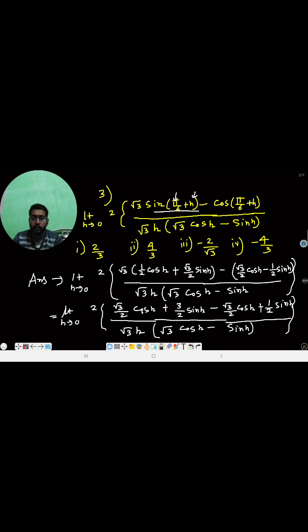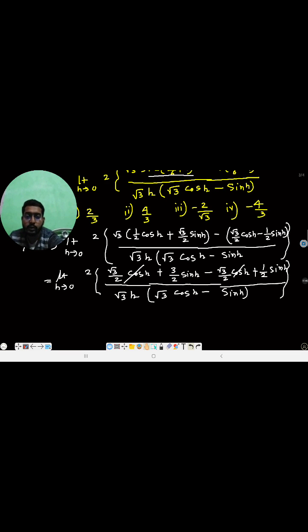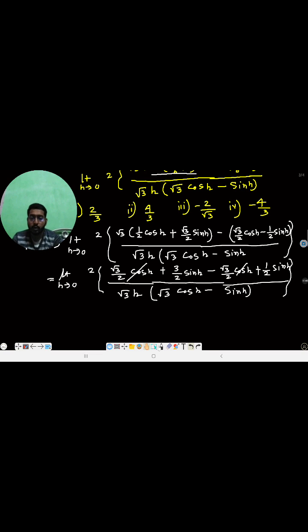Now you can see root 3 by 2 cos h and root 3 by 2 cos h will cancel out. So here we can see there is 3 by 2 sin h, and here it is half sin h. Now if I add 3 by 2 plus half, what will that become? That will become 4 by 2, that means only 2 sin h.